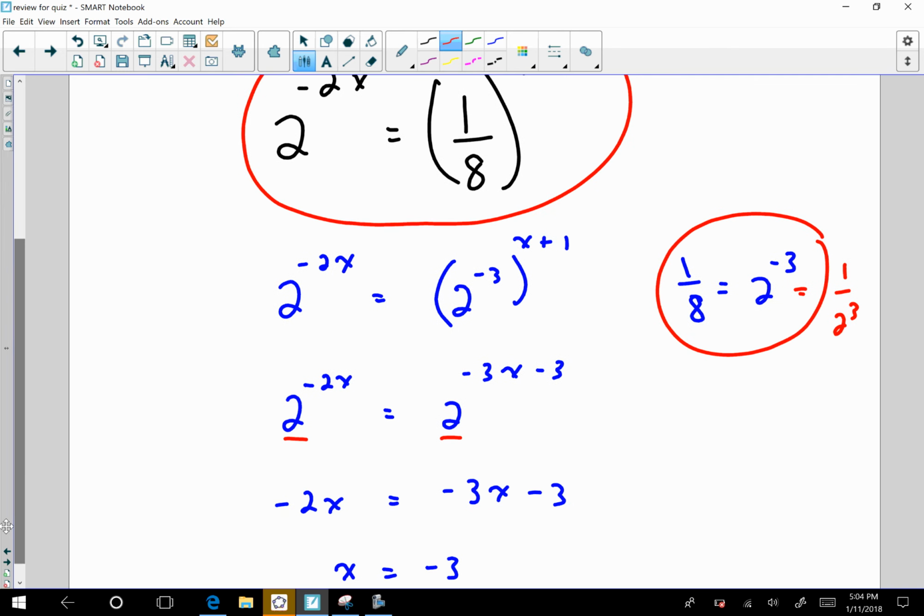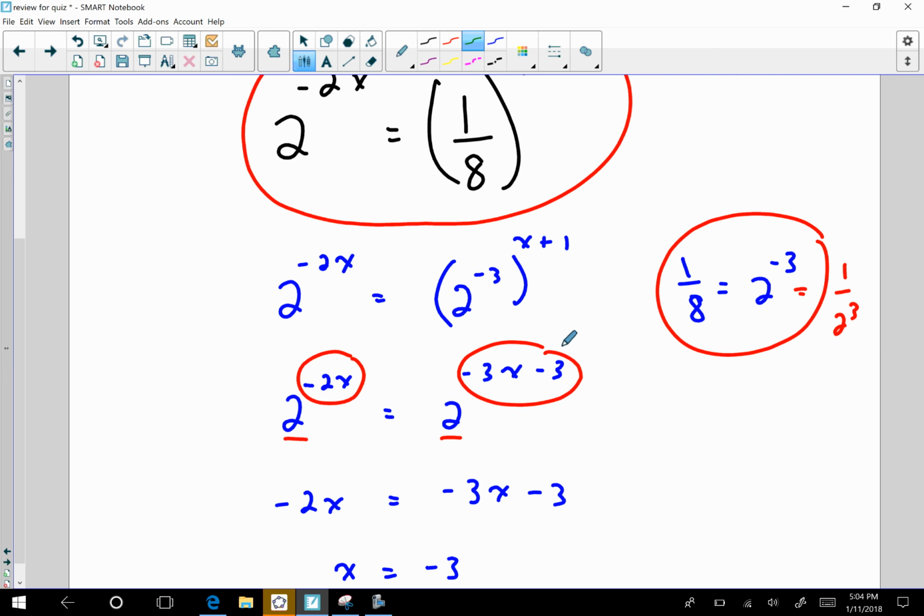And since I have like bases, all I simply do at this point in the game, ladies and gentlemen, is take those exponents and set them equal. That's a property of one-to-one exponential functions. Same input, same output. One input, one output. Any output only has one input. So now I have the equation negative 2x is equal to negative 3x minus 3. I add 3x to both sides, and I have x is equal to negative 3. Finished.